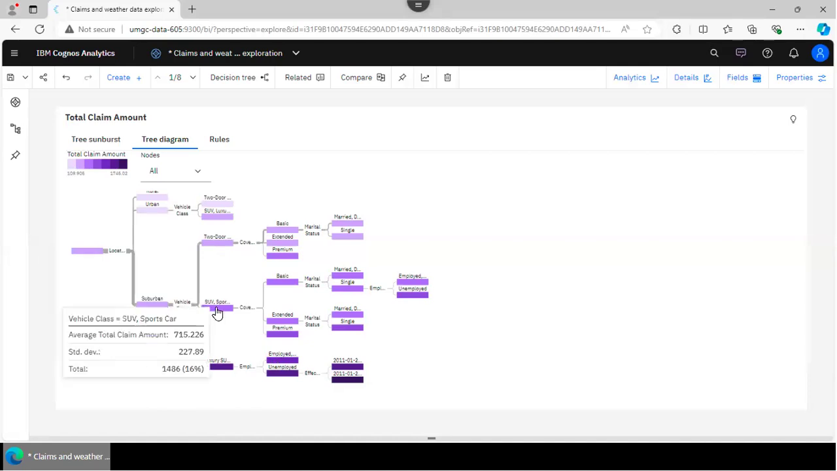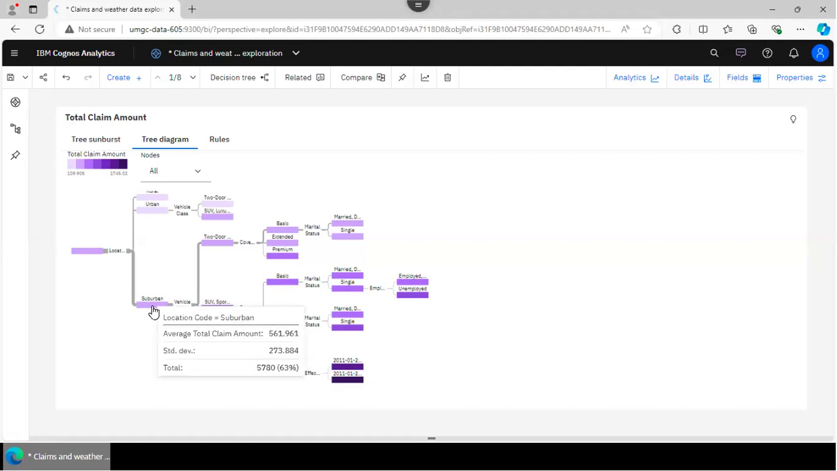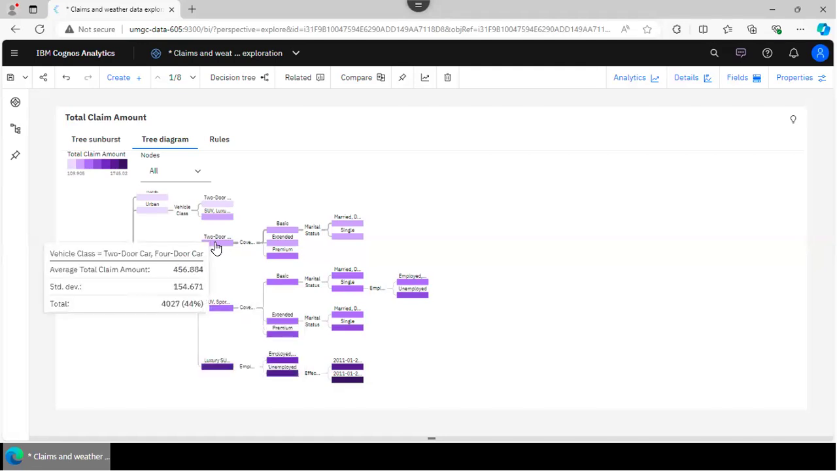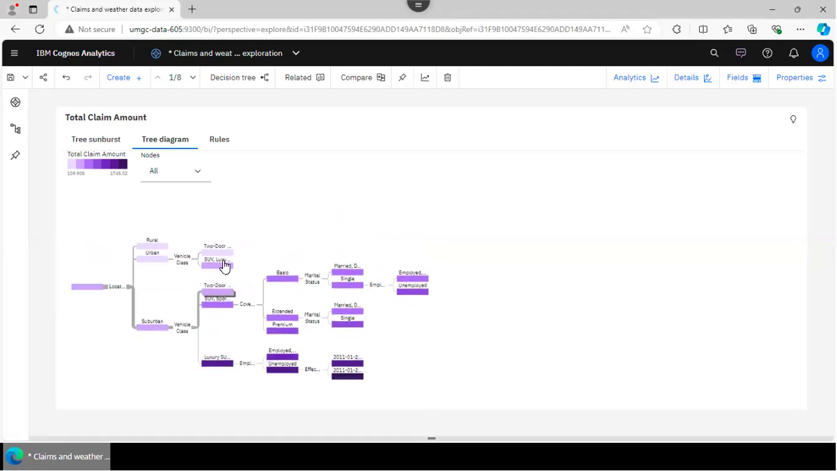and that's SUV, right? Only 16%. But I probably want to look at rules that represent most of my data, don't I? So see here, that's suburban, right? Then I can look at the two-door cars. So I see that if it's a two-door car, the average total claim amount is around $486.